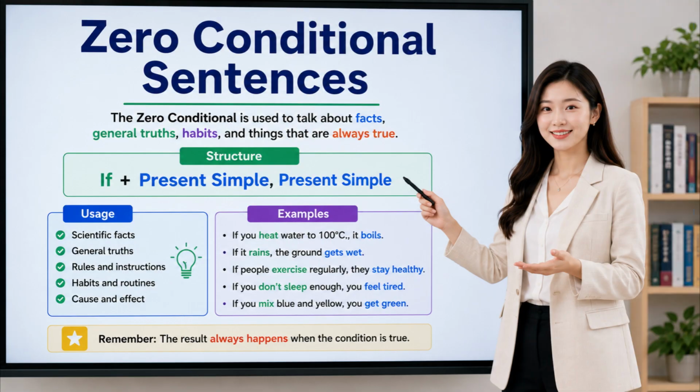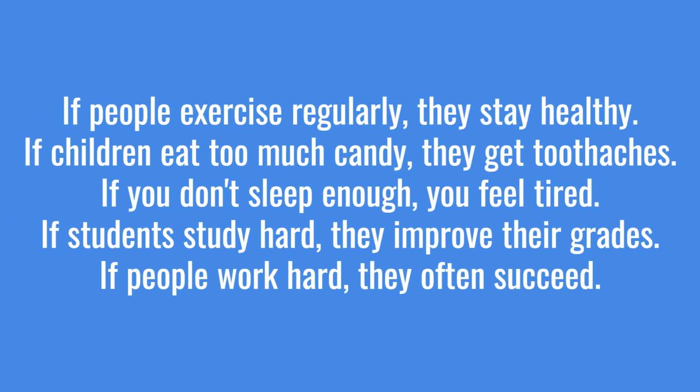2. General truths. We use the zero conditional to talk about things that are generally true. Examples: if people exercise regularly, they stay healthy. If children eat too much candy, they get toothaches. If you don't sleep enough, you feel tired. If students study hard, they improve their grades. If people work hard, they often succeed.